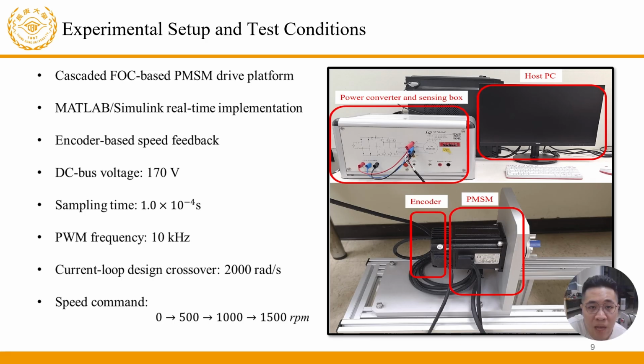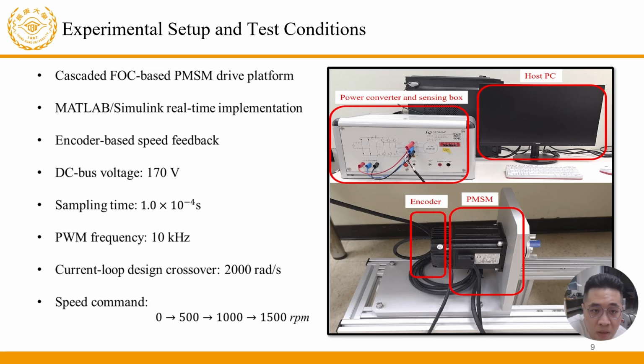The proposed method is tested on a PMSM drive system. We use a control structure with real-time implementation. The motor speed is measured by an encoder. The main conditions are as follows. The DC voltage is 160 volts. The switching frequency is 10 kHz. The sample time is very small, allowing fast control.